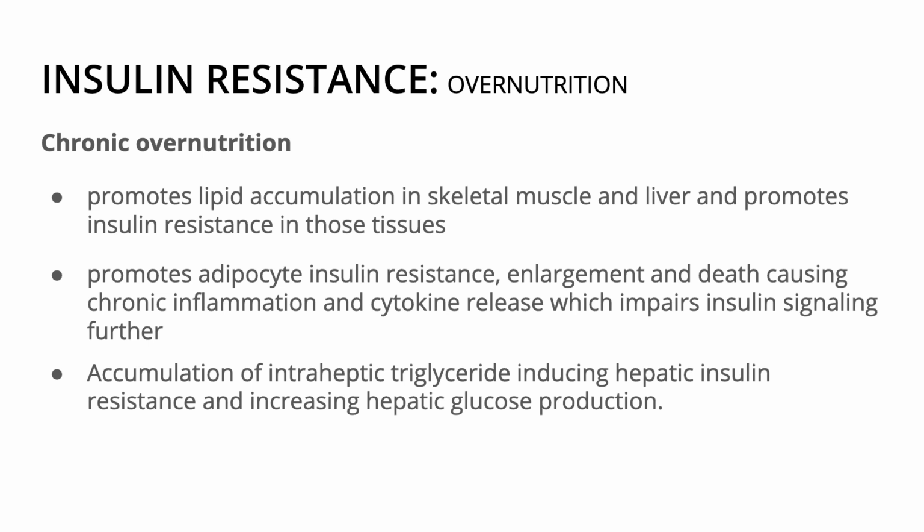When adipocytes get enlarged, they will begin to leak free fatty acids, and they actually die because they have poor circulation. That causes chronic inflammation and cytokine release from the adipose tissue. And accumulation of intrahepatic triglyceride also induces hepatic insulin resistance and increases hepatic glucose production. So all of these different ways that chronic overnutrition, so overconsumption of calories over time, will actually cause insulin resistance. And this is definitely the vast majority of insulin resistance that you'll see is primarily caused by overnutrition.